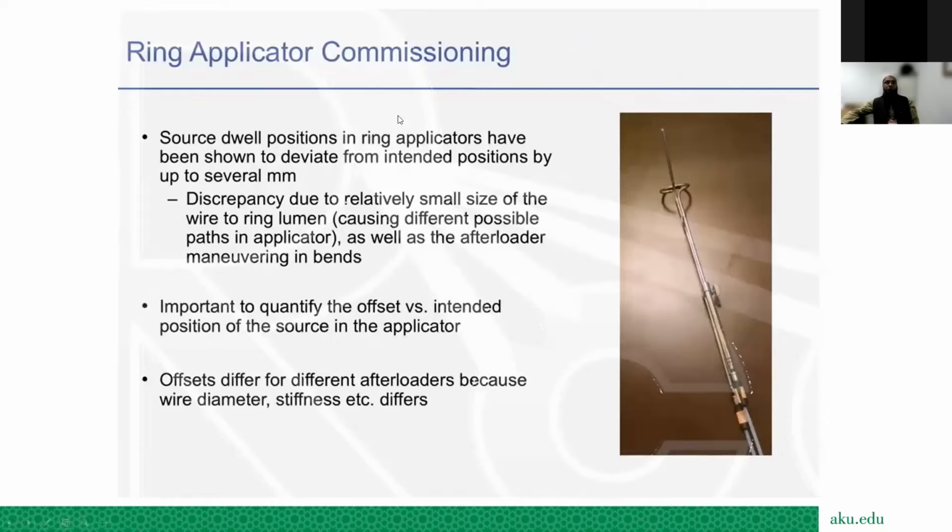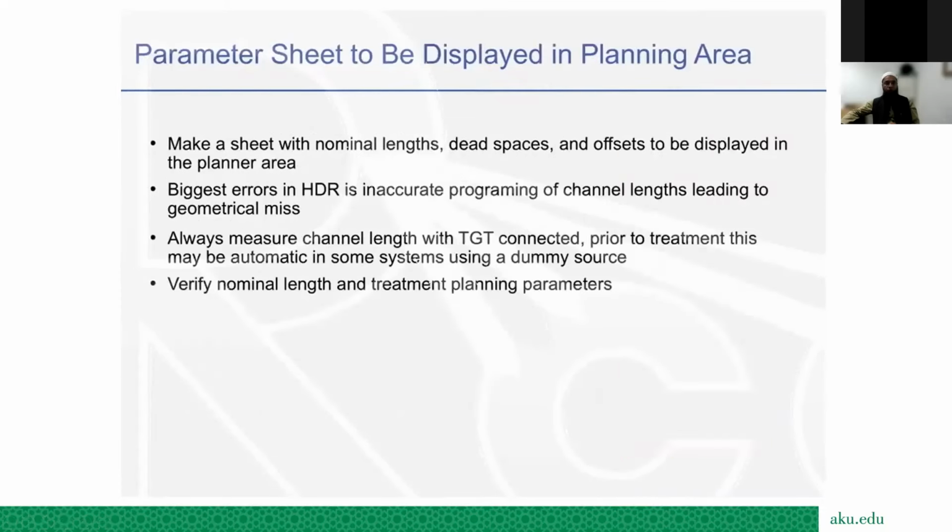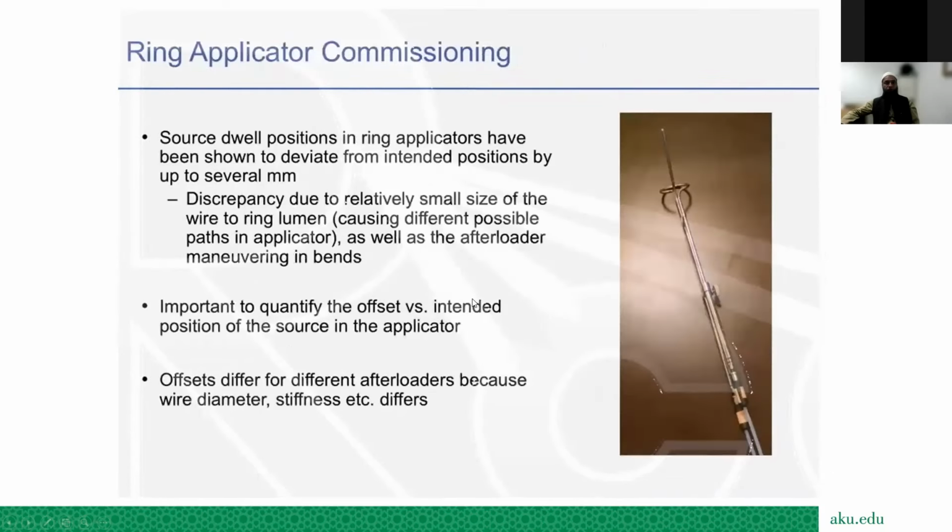So this is the ring applicator, and commissioning of the ring applicator requires special consideration because there is a snaking issue with the source wire while moving into the lumen of the ring applicator. So there's a discrepancy, which can cause different possible paths in the applicator. So it is very important to commission the ring applicator in-house in every center so that we can know what is the offset we should use while doing the planning. Because if you will not be using this information in the planning, then there will be inaccuracies, which can lead to the geometrical miss, as we were talking about. So it is very important to commission the ring applicators.